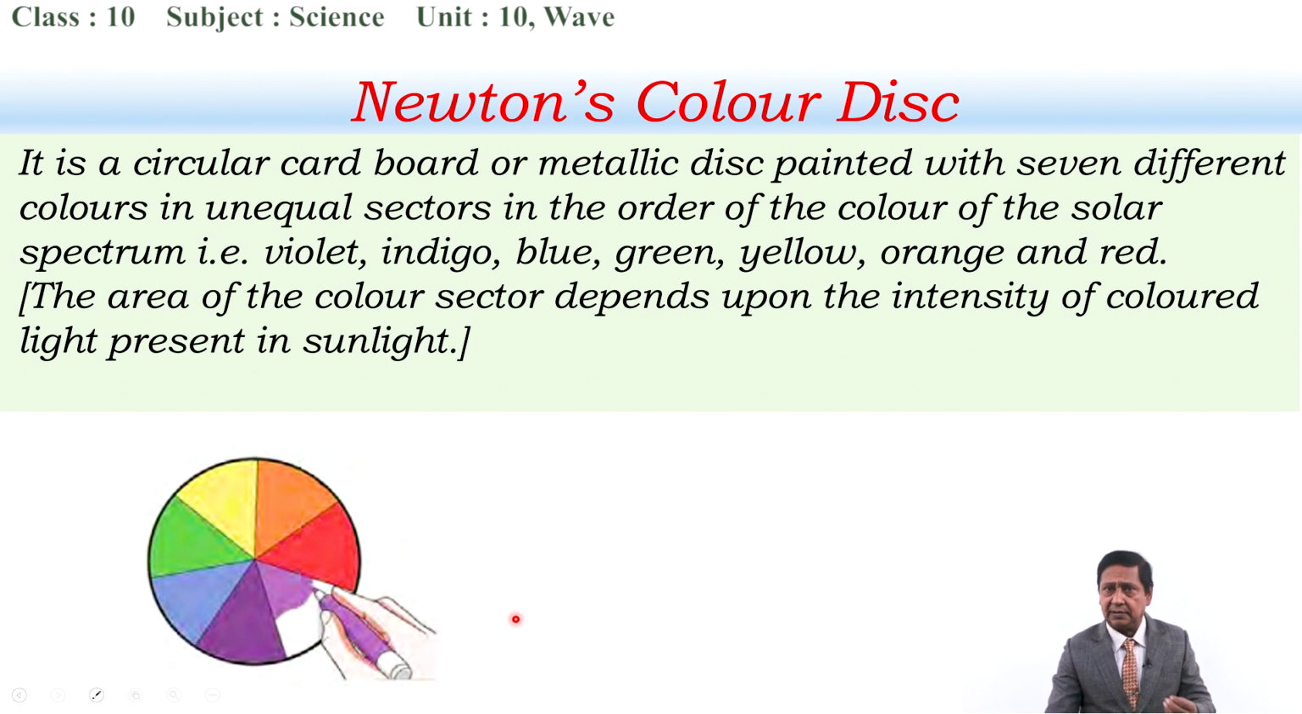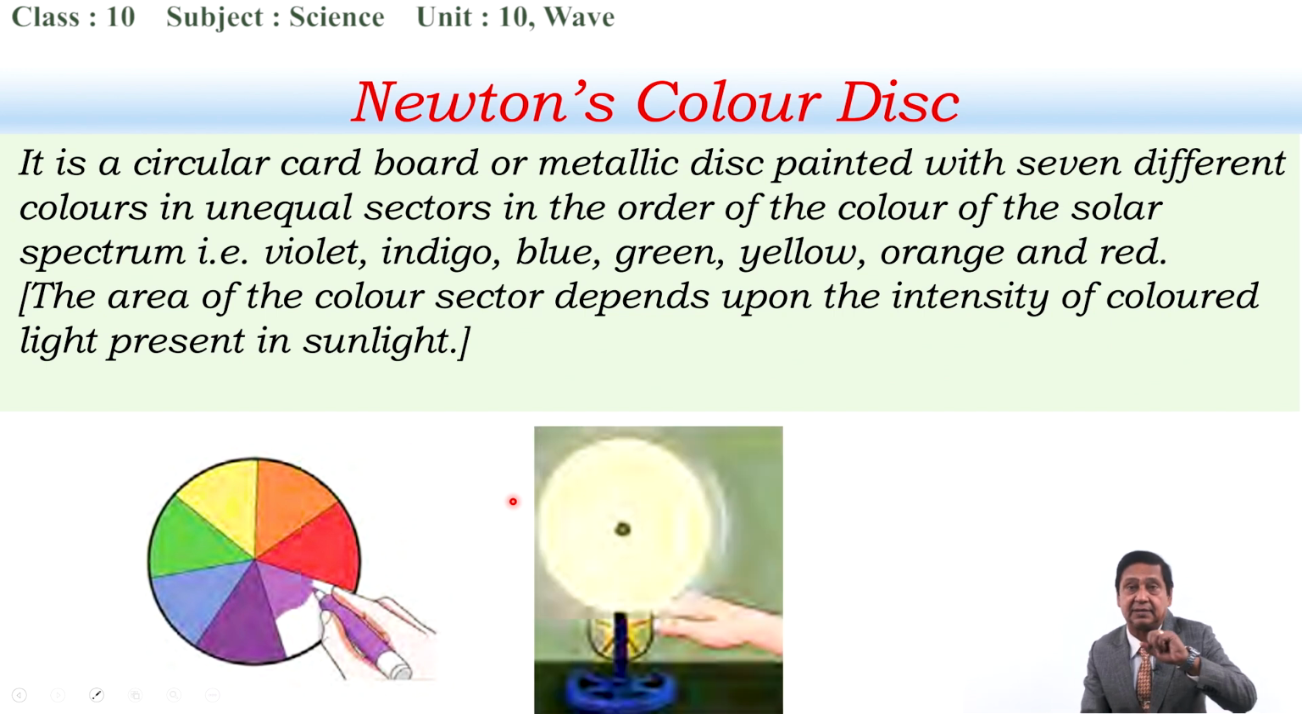When we rotate this Newton's disk very fast, then it appears somewhat white, a little grayish white. What is the reason? It proves that this sunlight is made up of 7 different colored light. Now what is the explanation behind this?